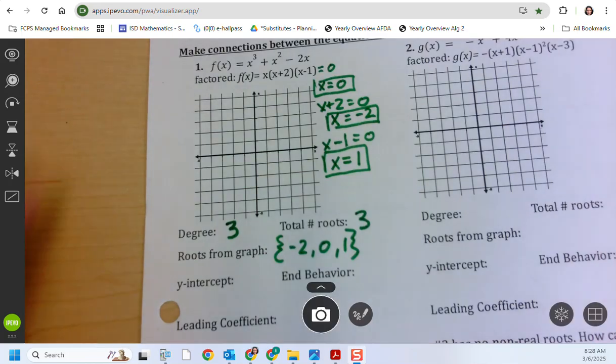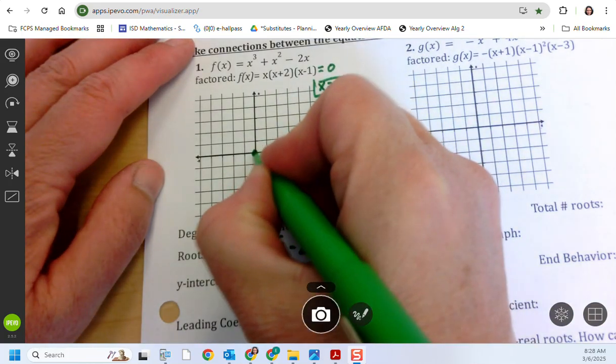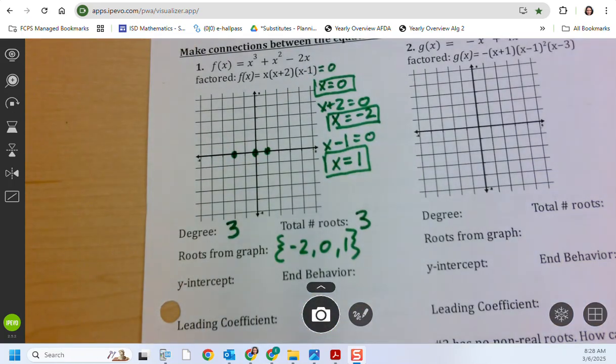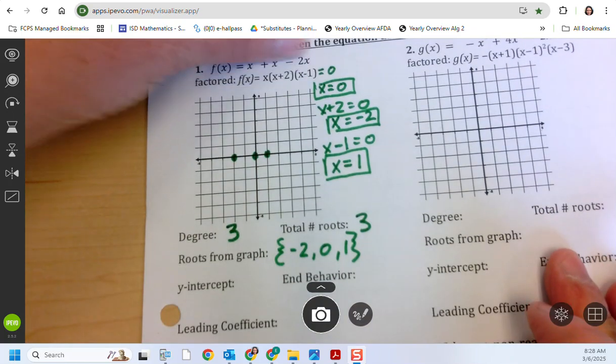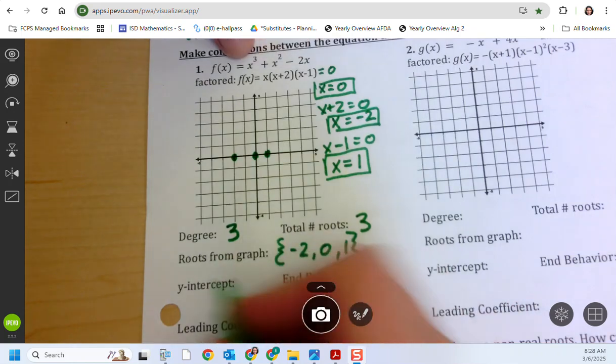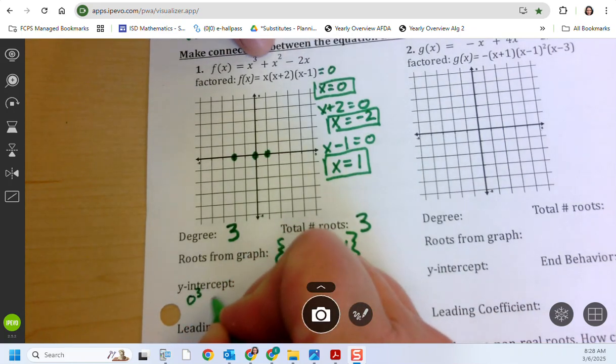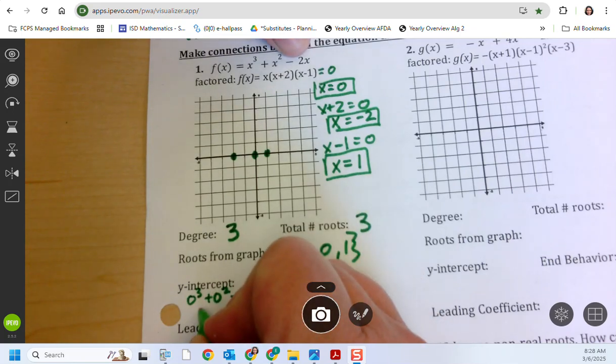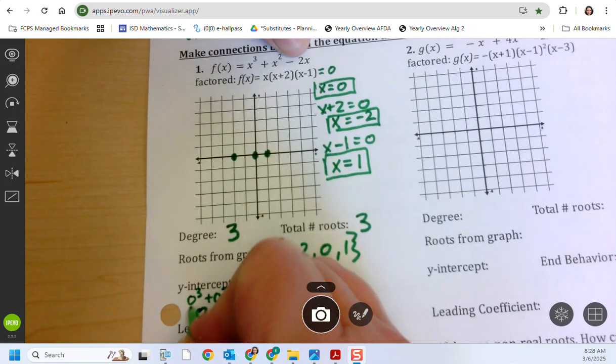So you can put those on the graph. These are my x-intercepts: 0, 1, and negative 2. All right, to find the y-intercept, you make what equal 0? You guys know, it's the x, thank you. So it doesn't matter which equation you use, but I'm going to use this one. So it would be 0 to the third plus 0 squared minus 0, which is just 0. So it'll be the point (0, 0), and I already have that point marked.